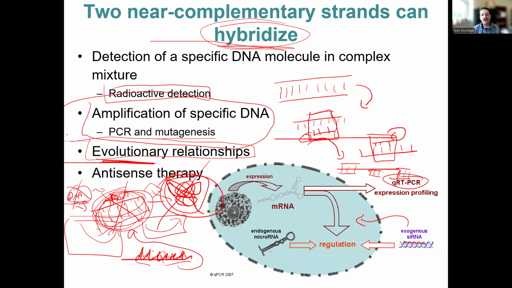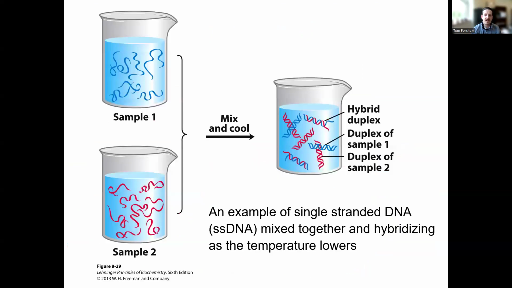We can synthesize a single-stranded DNA that is complementary to a region of DNA that we want to selectively amplify, make copies. Amplify means make copies of that DNA. So really, it takes advantage of this idea that if we have some single-stranded DNA in solution, and we mix it with a complementary single-stranded DNA, mix it and then cool, it will hybridize and come together to form duplexes again.